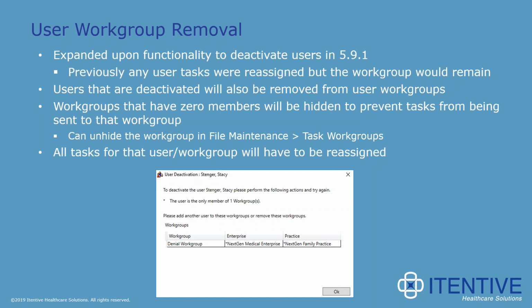And work groups that have 0 members are going to be hidden to prevent tasks from being sent to that work group. You still can unhide the work group in file maintenance under task work groups, but this is going to help users out drastically when they are removing users from work groups. Just keep in mind, all tasks or PAQ items for that user or work group will still have to be reassigned.